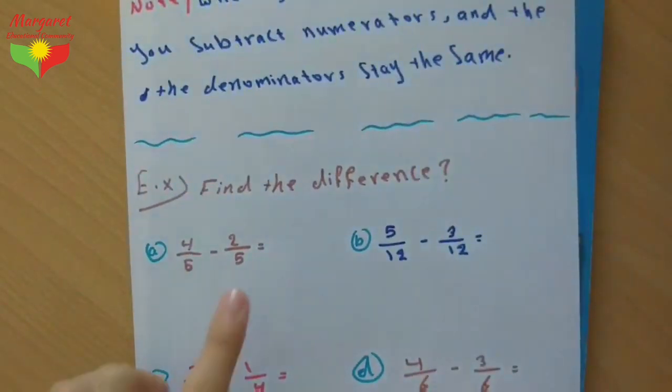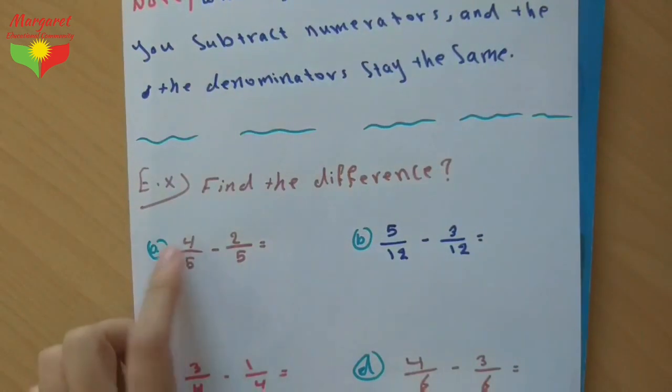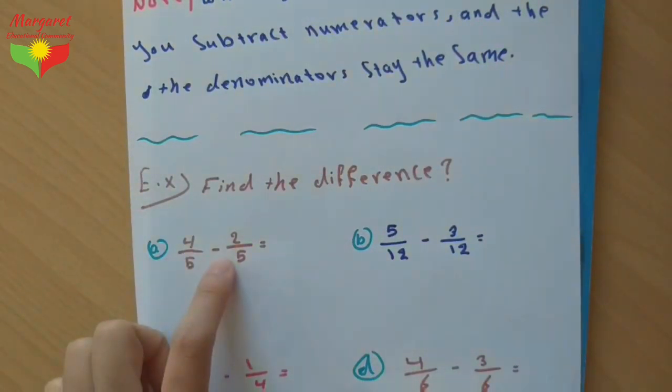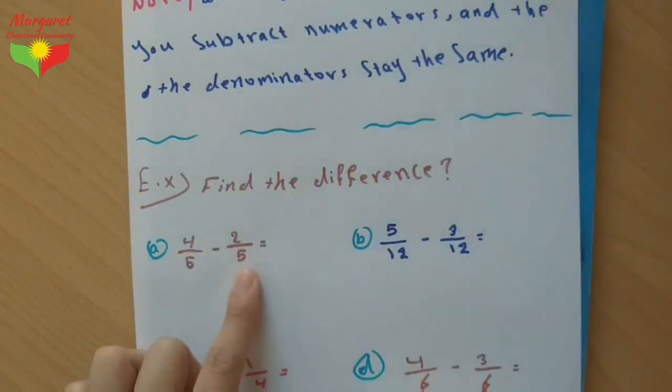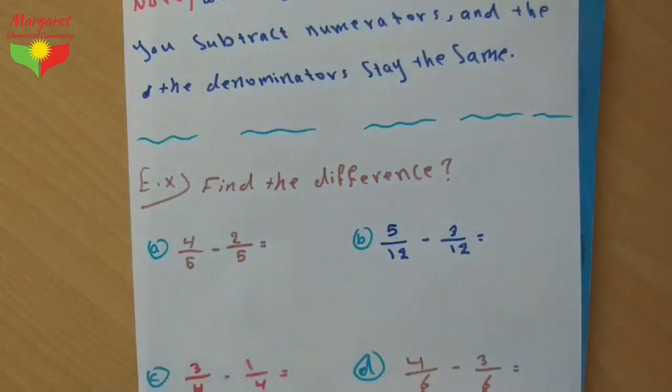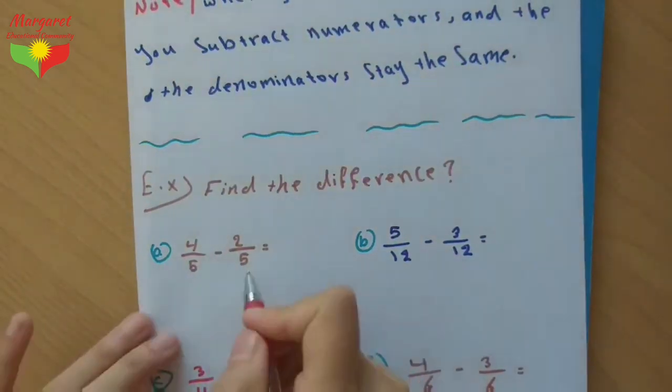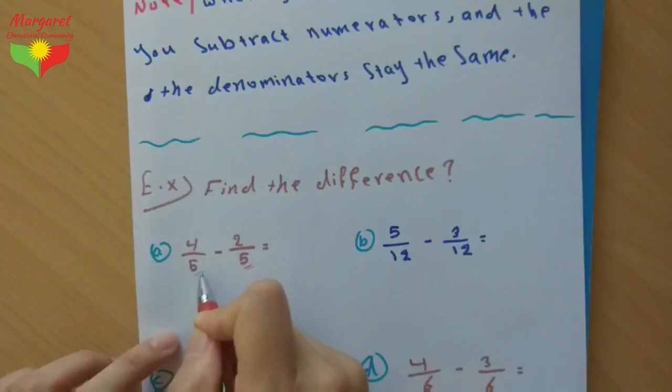We have two fraction numbers, right? Okay, 4/5 minus, or subtract, 2/5. Are the two fractions like fractions or no? Yes, of course, like fraction. Why? Because they have the same denominator.